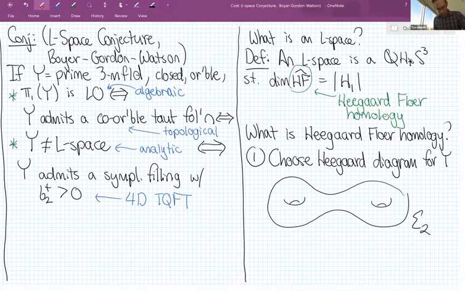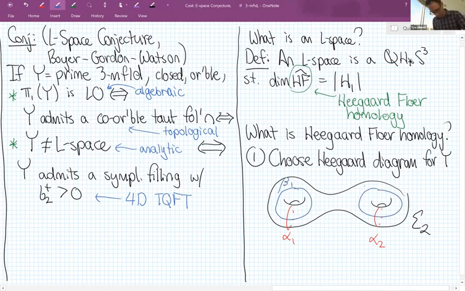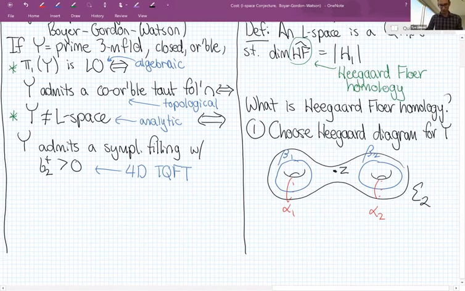And I'll put some curves on here, two curves that specify one of the handle bodies and two curves that specify the other handle body. So you should think of these curves as giving you the compressing disks for the handle bodies. And we're going to actually put a base point down, because why not? So we have a base point Z also. But this is sort of what a traditional Heegaard diagram for your 3-manifold might look like.